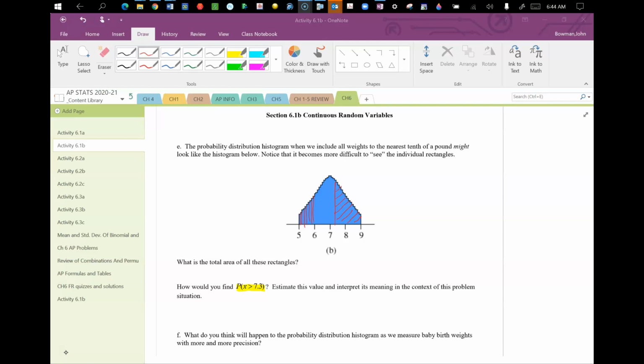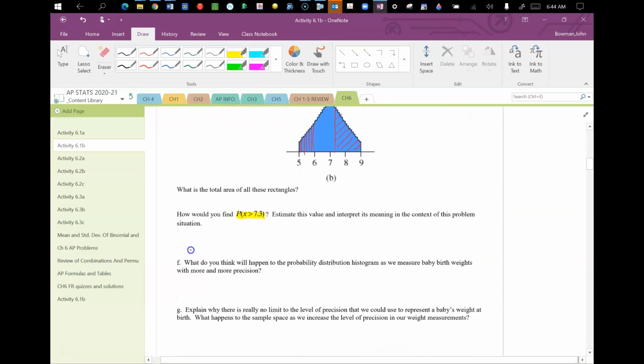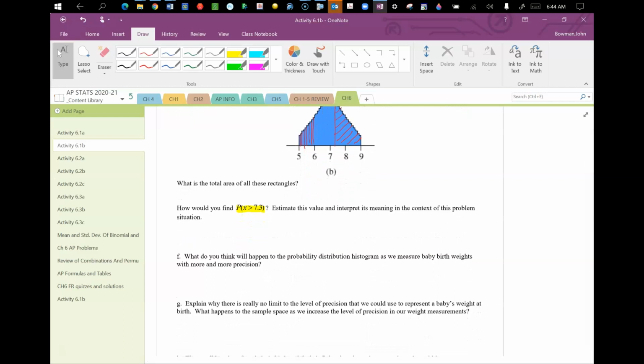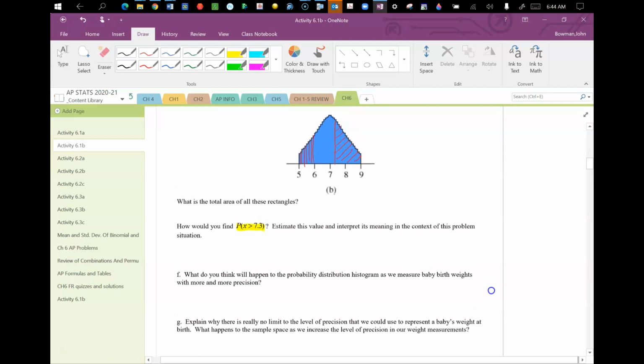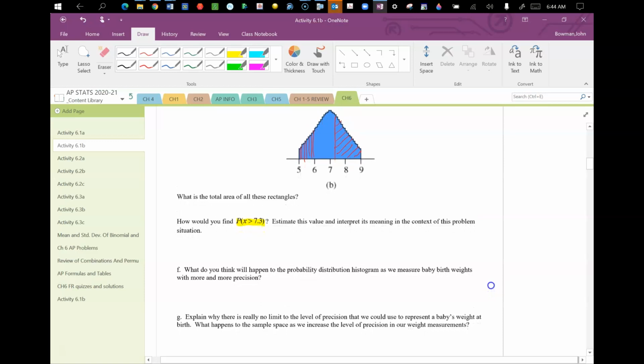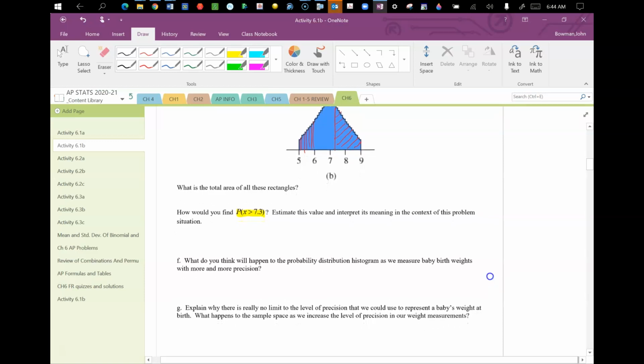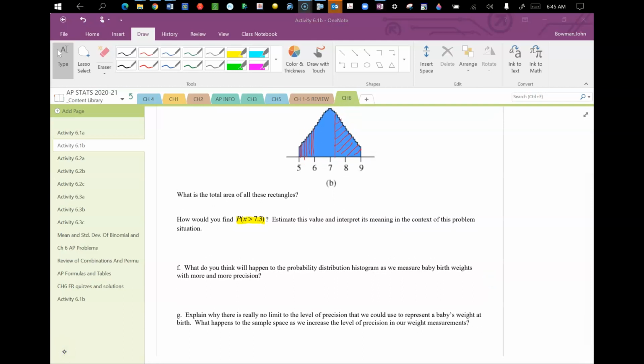So what if instead of weighing babies to the nearest tenth of a pound, we weighed babies to the nearest hundredth of a pound or thousandth of a pound, or we continued on with weighing babies more and more accurately until we measured them infinitely accurately? Essentially, what we would have is an infinite number of rectangles between 5 and 9 pounds, and they would be infinitely thin. Those of you who have taken calculus would recognize this idea as an integral.